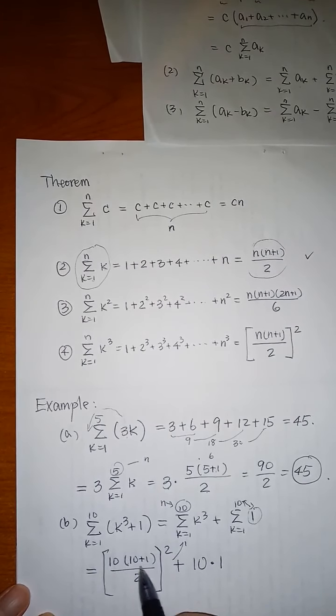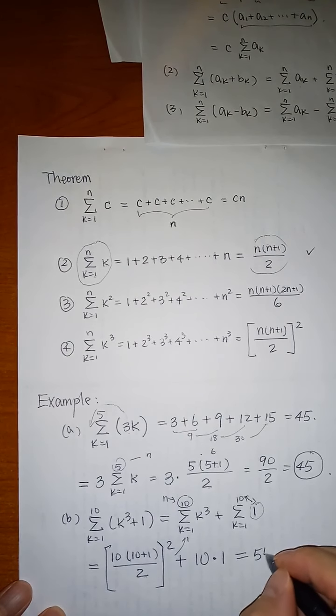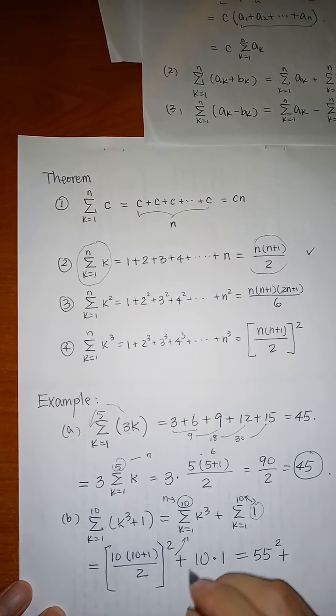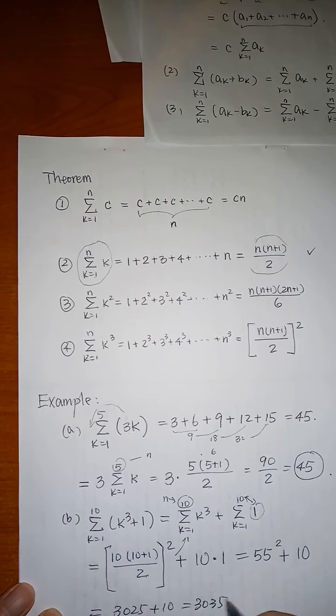So let's evaluate. 10 plus 1 is 11. 11 times 10 is 110. 110 over 2 is 55, squared, plus 10 times 1 is 10. 55 squared is 3025, and plus 10 is 3035. This is the answer.